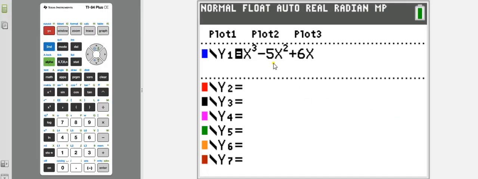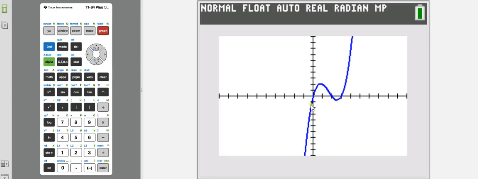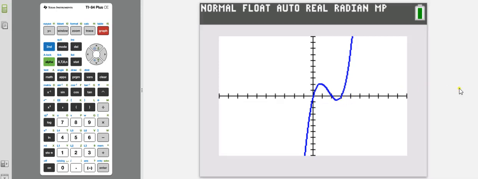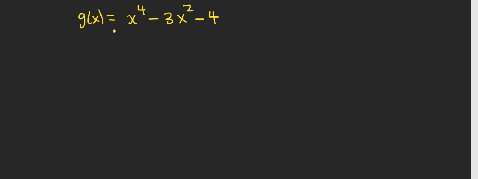So let's graph this polynomial and see what happens. As you can see, we have zeros, or x-intercepts, at x equals 0, x equals 2, and x equals 3. Now we're going to find real zeros of x to the 4 minus 3x squared minus 4. So let's set g of x equal to 0.